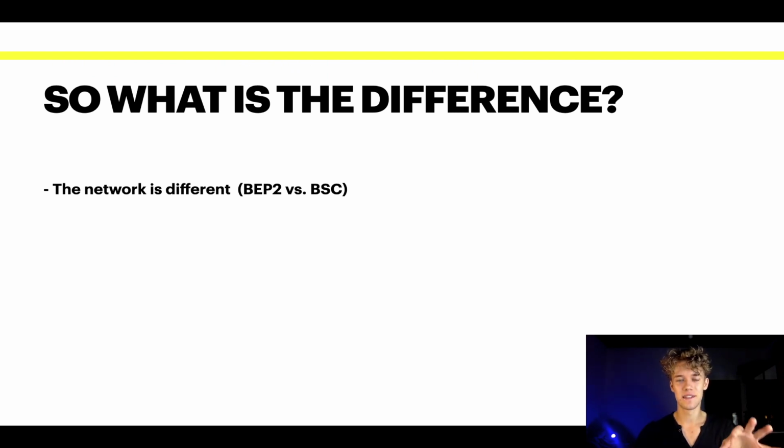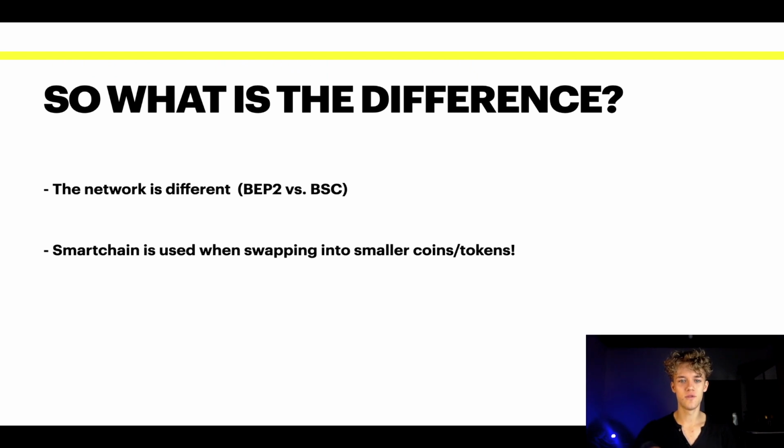So what exactly is now the difference? Why do we have two different networks? It doesn't really matter for us who just want to invest in cryptocurrency. I don't even know so much about the technical stuff myself, but what is important for us to understand is that Smartchain is used when swapping into smaller coins or tokens.